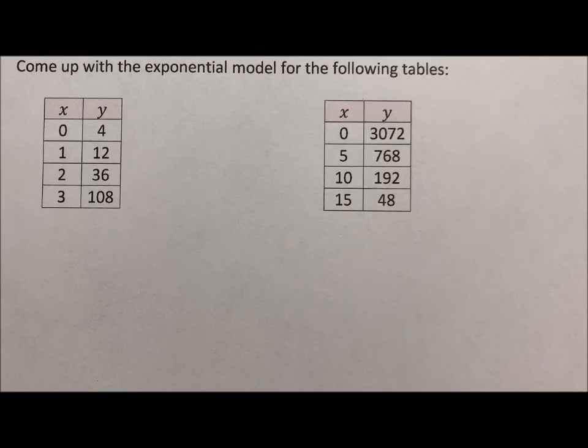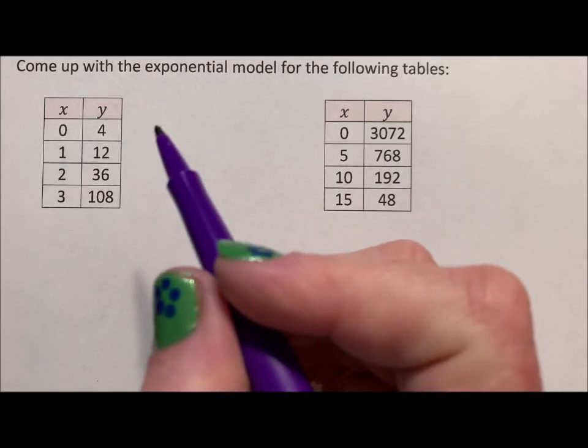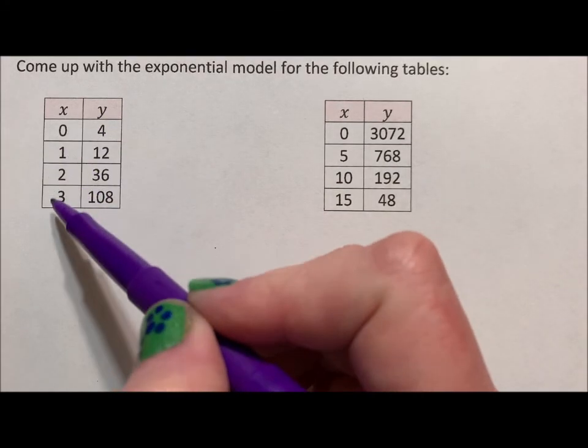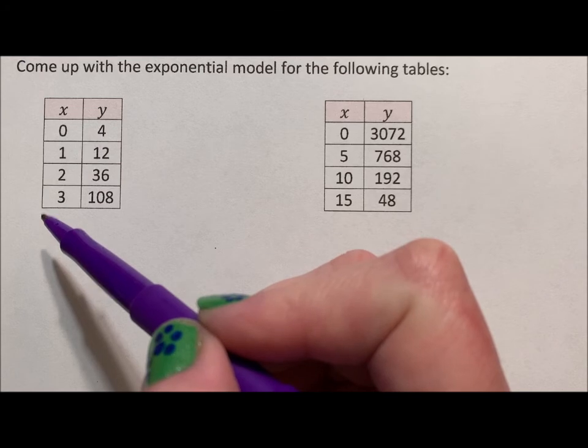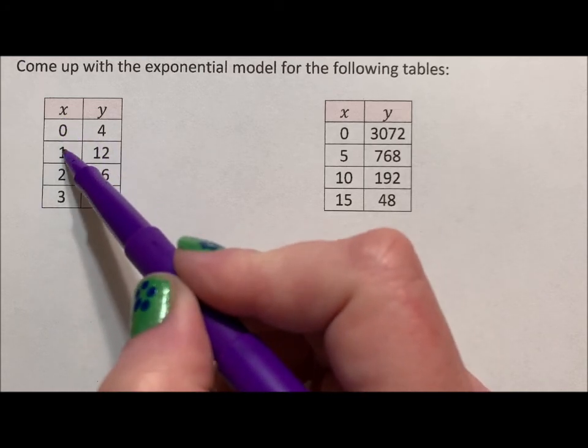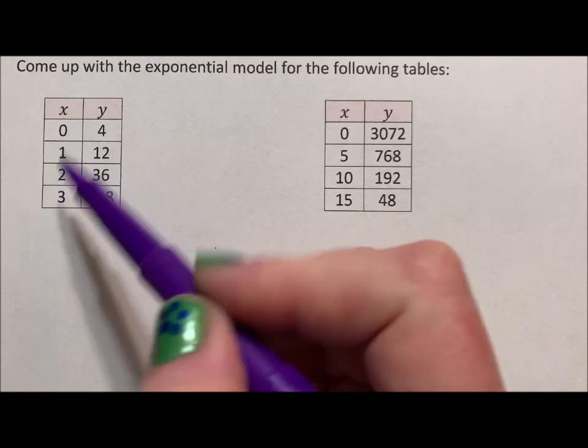Today I'm doing a series of videos on exponential models. All right, it says come up with the exponential model for the following tables. For this first one, we'll notice that the input, our x variables, are going up at a steady pace of 1: 0, 1, 2, 3.